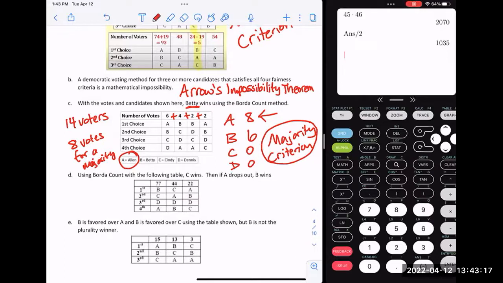It says using the Borda count with the following table, C wins. And then it says if A drops out, B wins. So honestly, if you want to see us go through the table here with Borda count, we can.